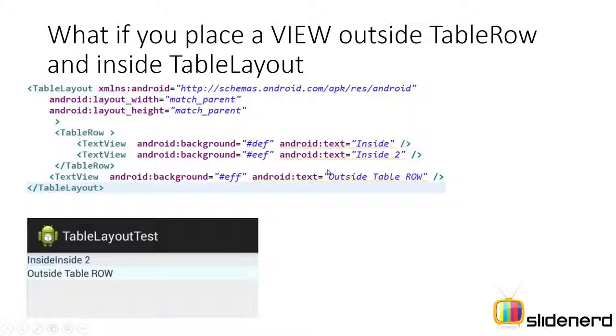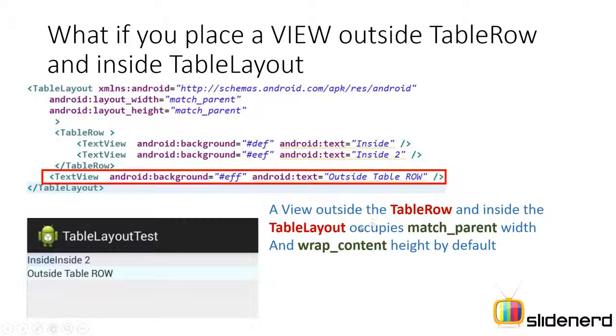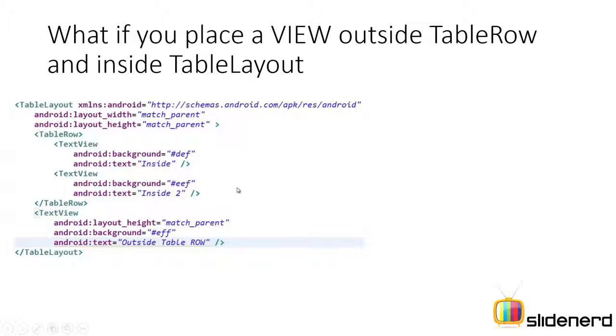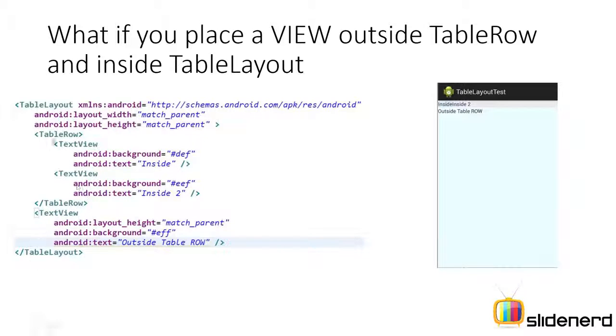Now let's see how we can modify this a little bit. A view outside the table row and inside the table layout occupies match parent and wrap content by default. So let's go and see how that looks. Here there are some slight modifications which I have done. If you take a look, you have the same table row, you have the same text view which says inside, and there's another text view which says inside too.